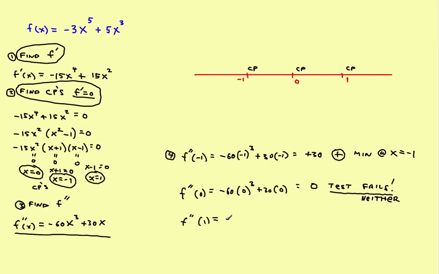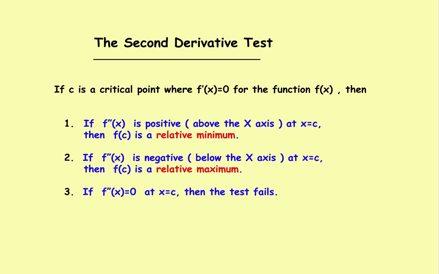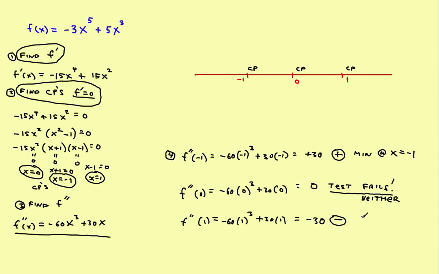Now let's look at the third possibility. So at the third critical point, negative 60, plug in a 1 cubed plus 30 times 1. And if you evaluate this one, the answer will actually turn out to be a negative 30. But again, all we're interested in is the fact that it is negative. Now, what does that mean? Well, we'll go back and look at the rules. So if the second derivative turns out to be negative, that tells you that you have a relative maximum at that point. So this means that you have a maximum at x is equal to 1.